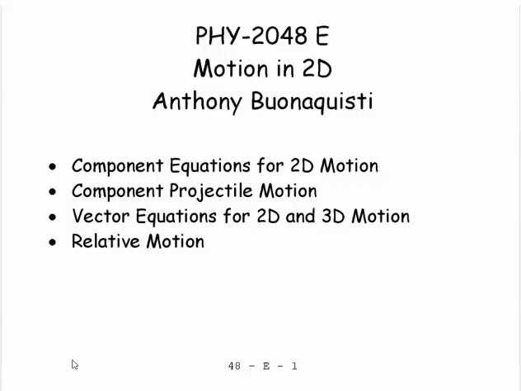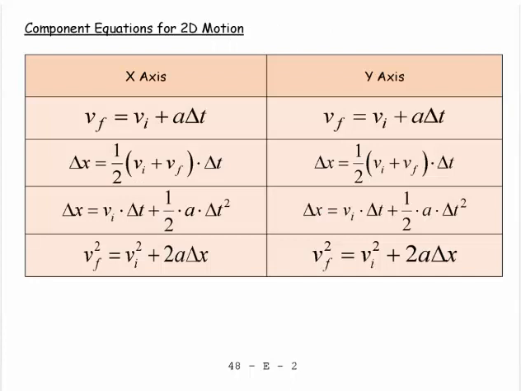We're moving on to two-dimensional motion. What we have is a discussion of component equations for 2 dimensions, component projectile motion, that's firing cannonballs and kicking footballs, and then we have vector equations for 2 and 3 dimensions, and then finally we have relative motion. So let's look at the equations we're going to use.